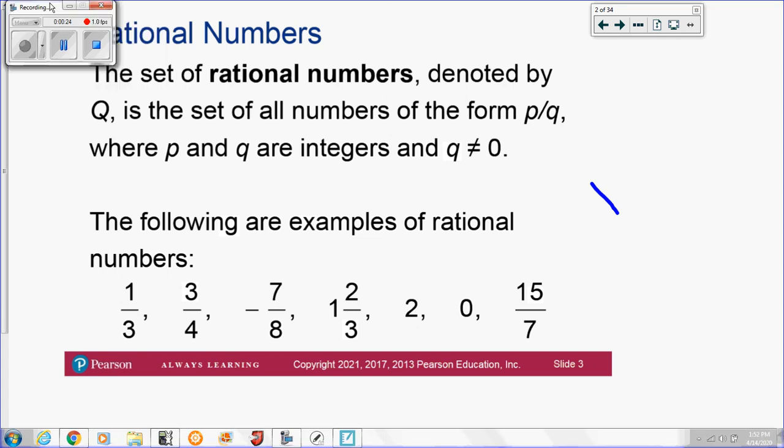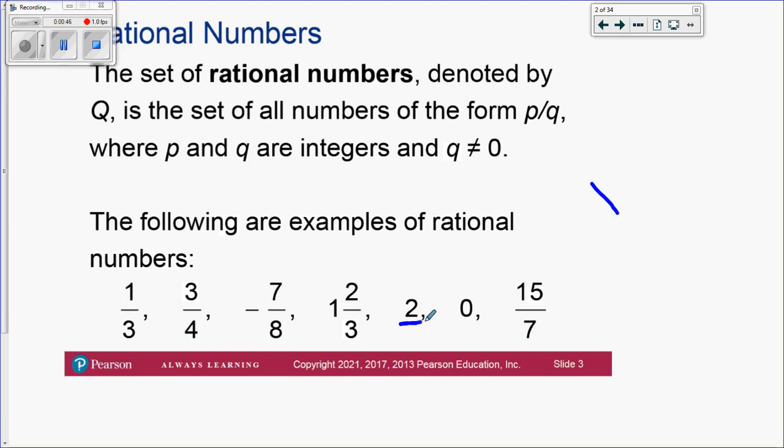Okay, so rational numbers, a set of rational numbers denoted by Q, is a set of all numbers in the form of P over Q, where P and Q are integers, and Q is not equal to 0. You can never have a 0 in the bottom of your fraction. So all of these are considered rational numbers. Even 2 is considered a rational number because really you could write it over 1, and the same thing with 0. You could write it over 1. You never write a 0 on the bottom of a fraction. That's considered undefined.